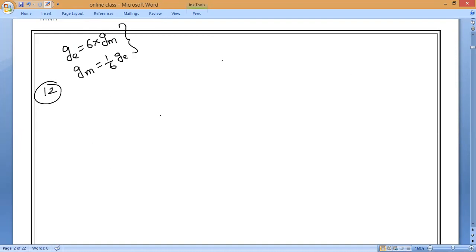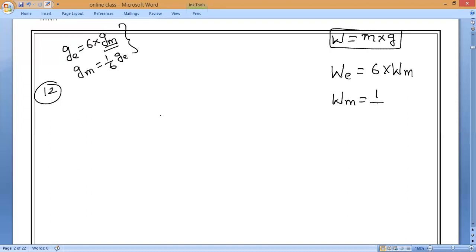Or we proved that gravitational force is directly proportional to weight, because weight is equal to mass into acceleration due to gravity. As we know, weight on earth is 6 times the weight on moon. In the same way, weight on moon is 6 times less than weight on earth. We have proved this also.